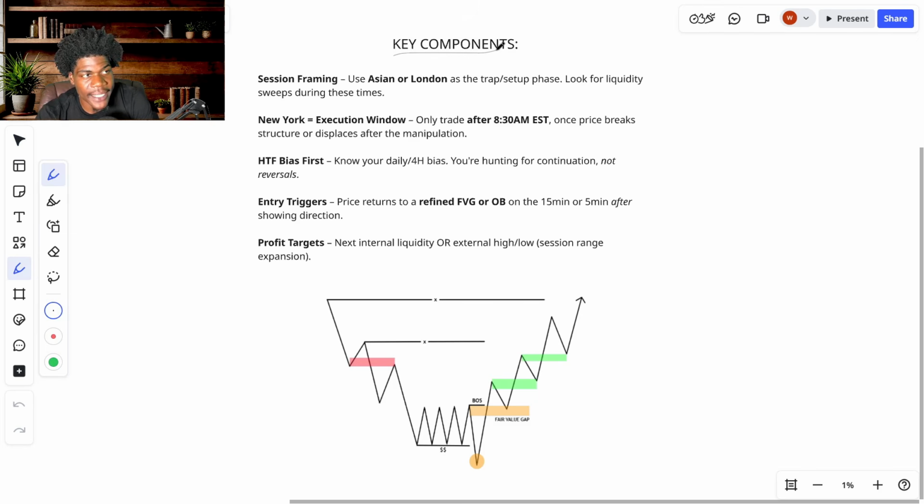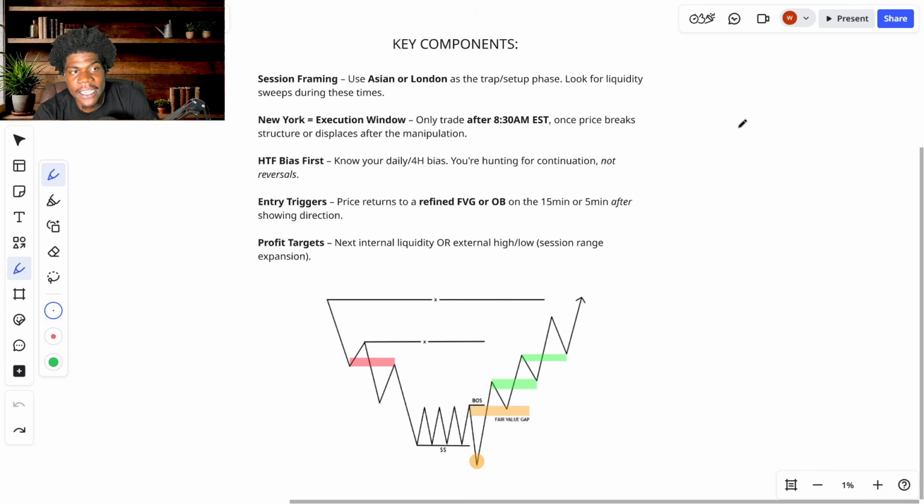Let's get into some key components. First, we have to do our session framing. We use the Asian or the London session as our trap. This is where we set up the phases because we look for liquidity sweeps during these times. The Asian session, like I stated in previous videos, is where we have our accumulation, right? Price action is accumulating during the Asian session.